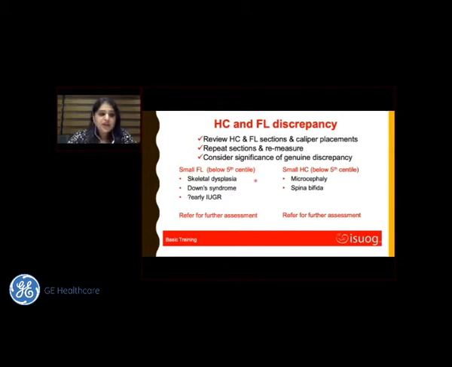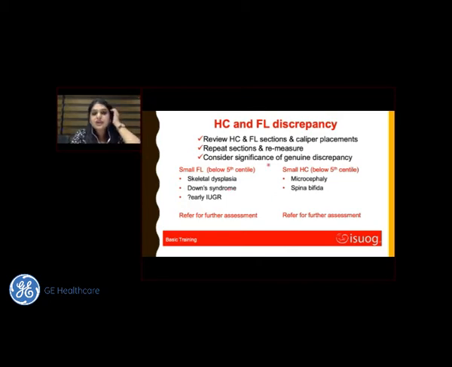Now, in case you have dated the pregnancy by the head circumference, and the femur is falling less than the 5th centile, as I told you, look for skeletal dysplasia or trisomies, chromosomal abnormalities, or probably an early FGR. Now, if the femur seems normal, but the head is actually smaller than what it should be, you are looking at something known as microcephaly, or go back and see the spine, there could be a neural tube defect.